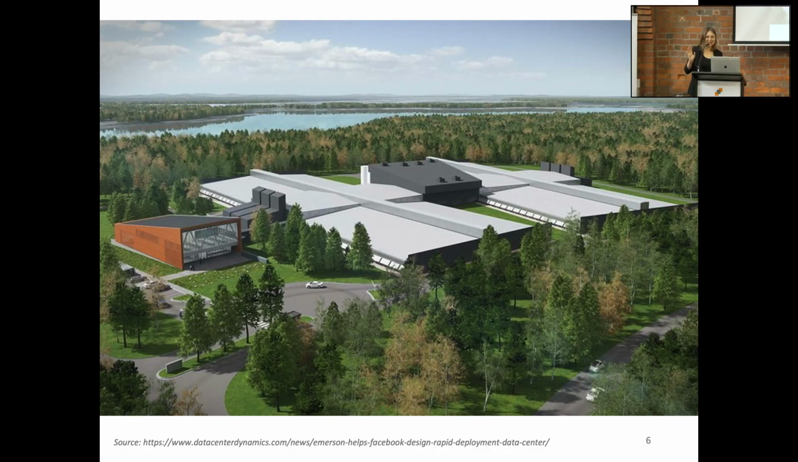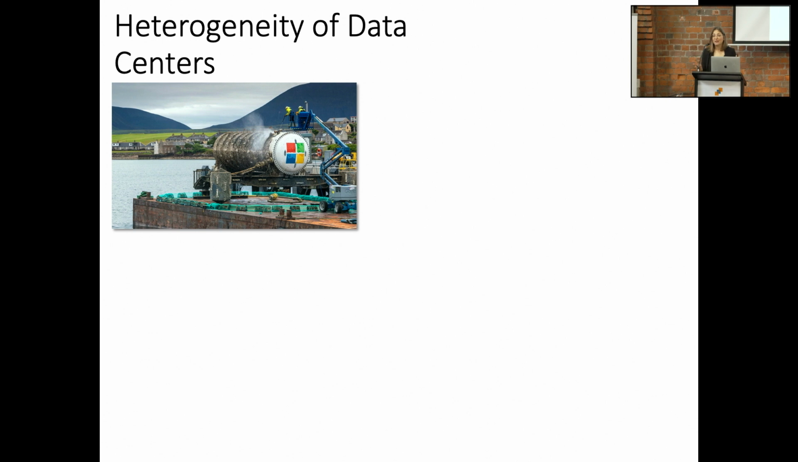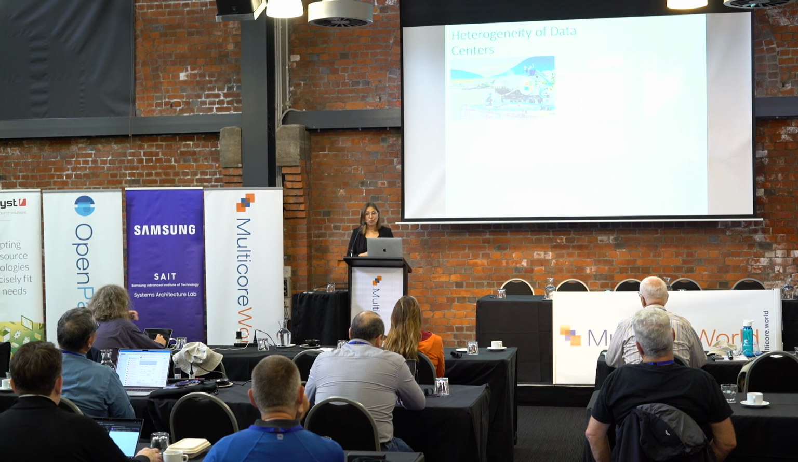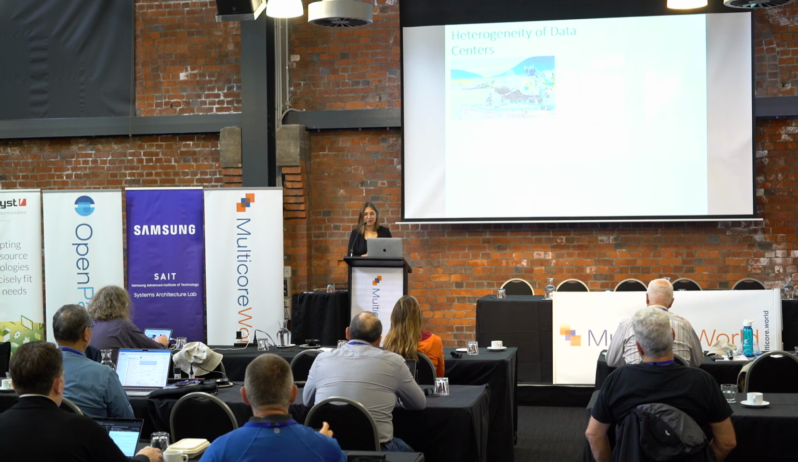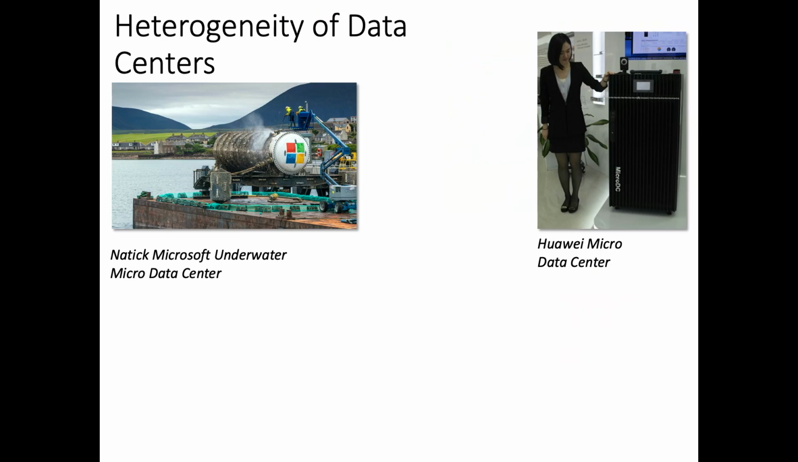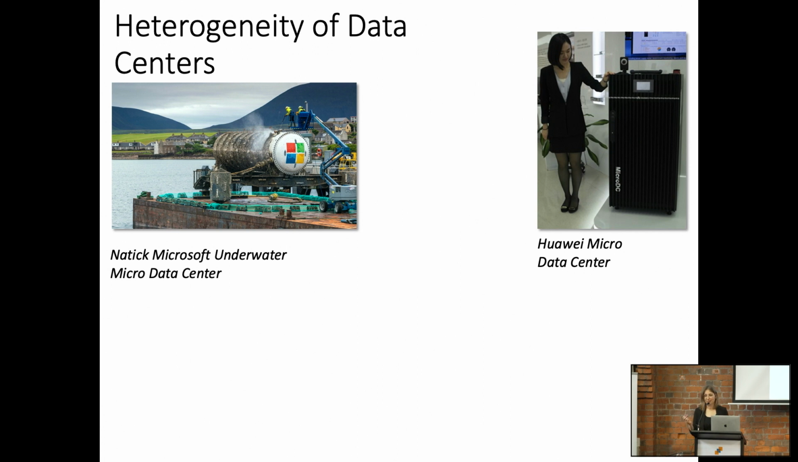So, the beautiful landscape of data centers. This is how a data center looks like, and I guess every one of you knows that. But we now have very heterogeneous data centers with different flavors and shapes. I know Microsoft is working on underwater data centers to get cooling for free, plus to have low latency because half of the world population is living in coastal areas. We have Huawei micro data centers that you can put into the corner of your office so you have your data in your office.